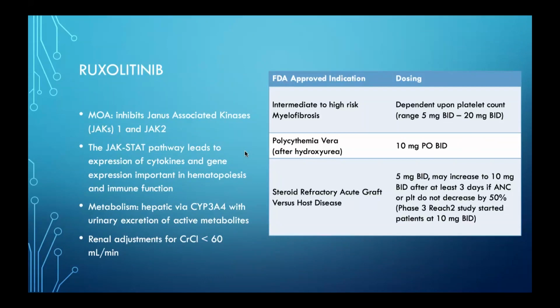This is approved in myelofibrosis, polycythemia vera, steroid refractory acute graft versus host disease, and then hot off the press last week, also approved in chronic graft versus host disease, which I'm really excited about. Dosing in myelofibrosis is really based on the initial platelet count, which is going to pertain to the side effect profile that we're about to talk about. For steroid refractory disease, the FDA still recommends this dose ramp after 3 days, even though it's not what they did in the phase 3 trial that was published later.